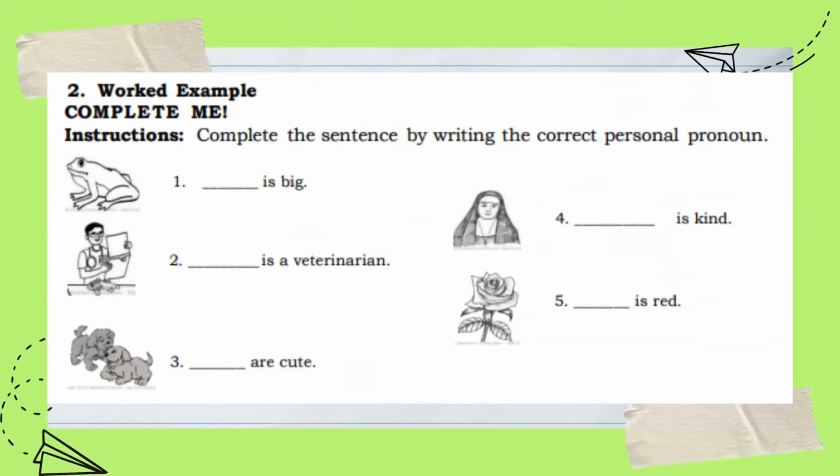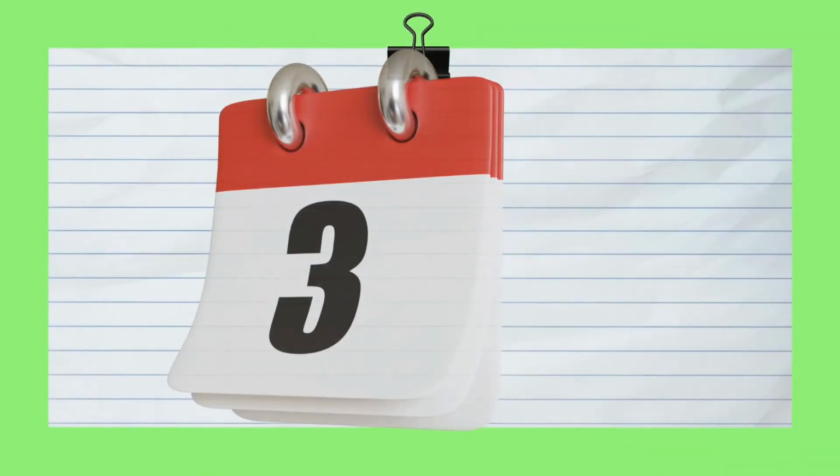Okay, so complete the sentence by writing the correct personal pronoun. For example, a frog, okay, it is big. Okay, we see a veterinarian. Okay, he is a veterinarian. Two puppies, so more than one, they are cute. Okay, we can see a nun. Okay, she is kind. And we can see a flower. It is red. Now let's have day 3.